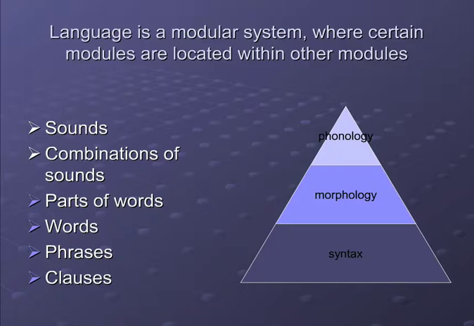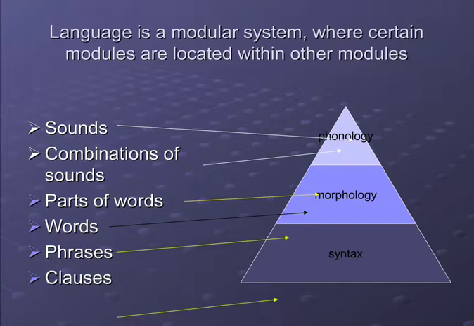You have phonology, morphology, and syntax. Sounds and combinations of sounds belong to the area known as phonology. Parts of words and words are in the area of morphology, and phrases and clauses belong to the area known as syntax. So, once again, these are the core elements of the modular system, which make up the rule-governed aspects of any human language, but we will be looking specifically at English.